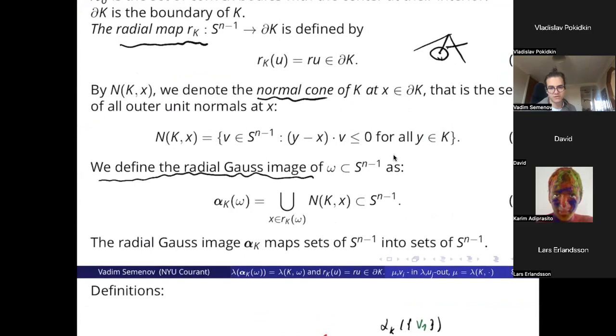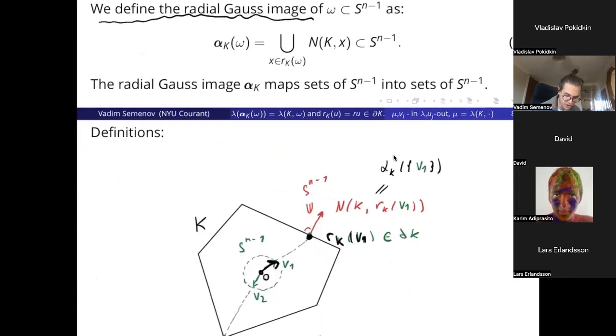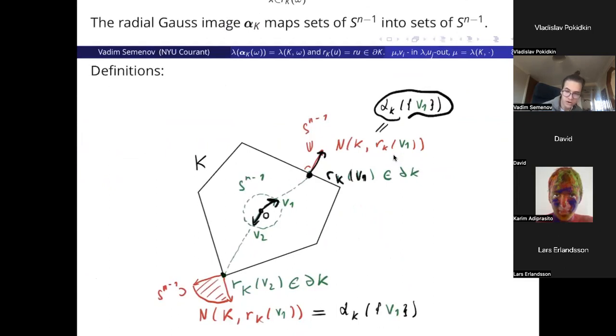So the radial Gauss image is very simple. It's a composition of the normal cone with the radial map. So for example, you take this vector, then you map it onto the boundary, then it has just one normal. So this normal is alpha k of V1. But for example, if you take this vector, you map it to the vertex, now it has a bunch of normals, and all of these normals are alpha k of V2.